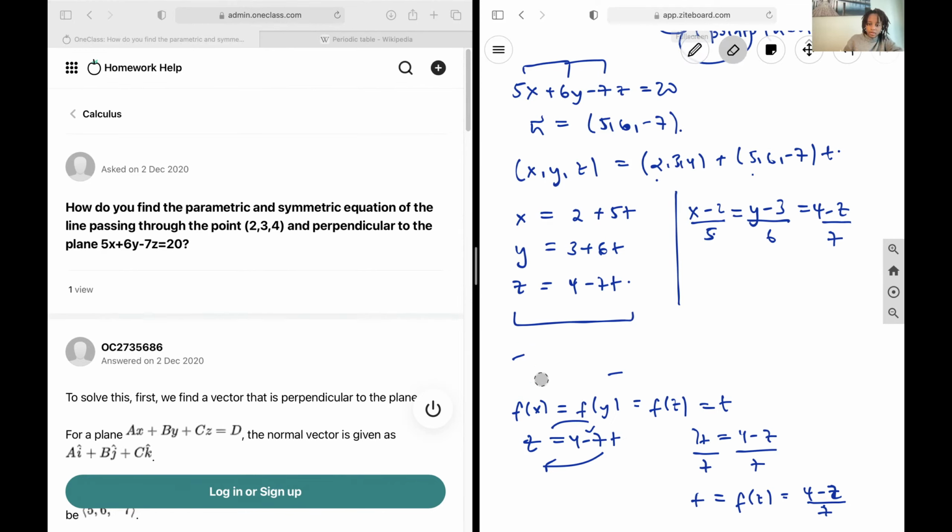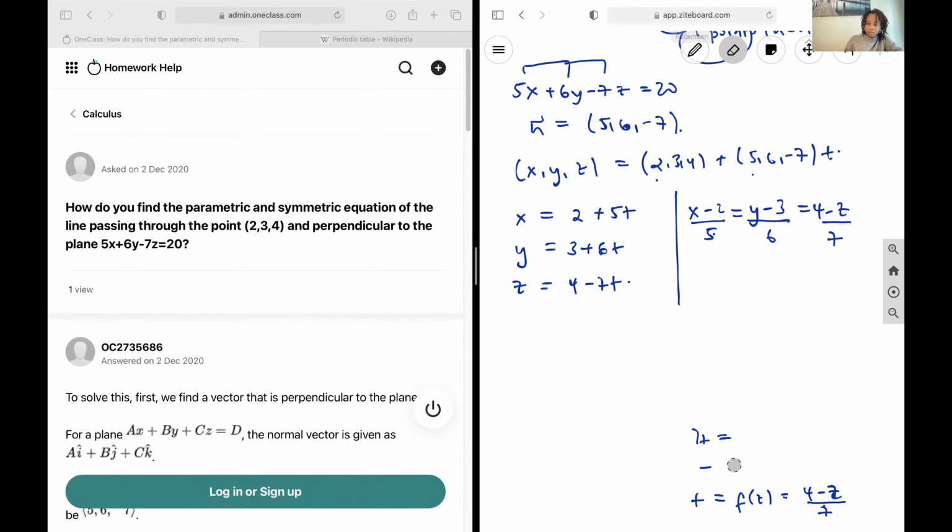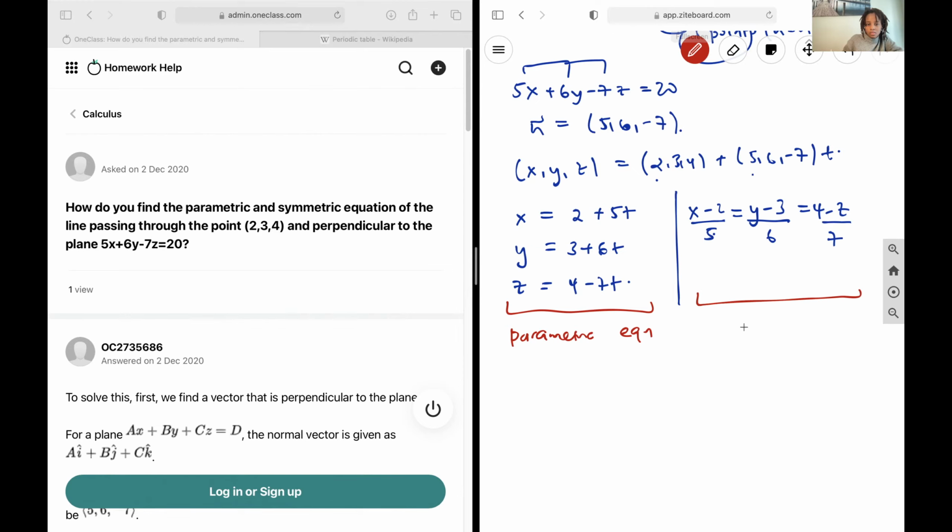And so for our final answer, we have our parametric equation and our symmetric equation, and those are your final answers.